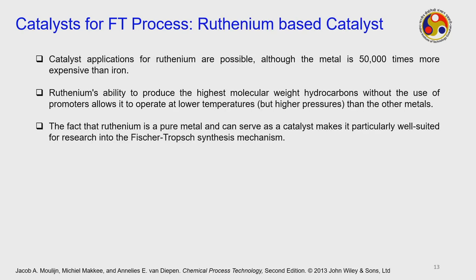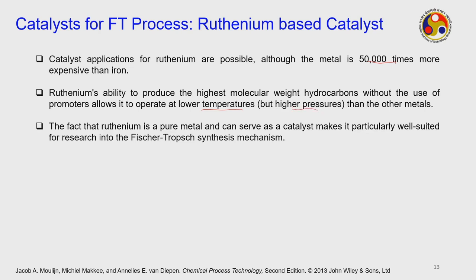Catalyst application with ruthenium is also possible, but the problem is it is 50,000 times more expensive. Ruthenium has the ability to produce the highest molecular weight hydrocarbons without the use of promoters. In this case, the catalyst preparation cost is less because you don't need to add any promoter. It is also able to operate at lower temperature, but on the downside it requires a higher pressure.